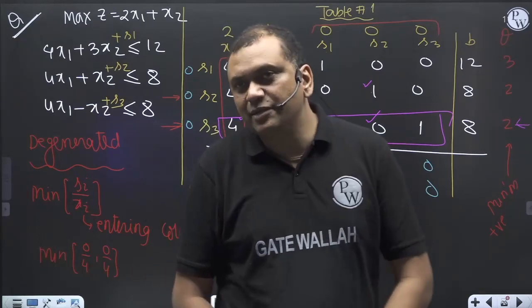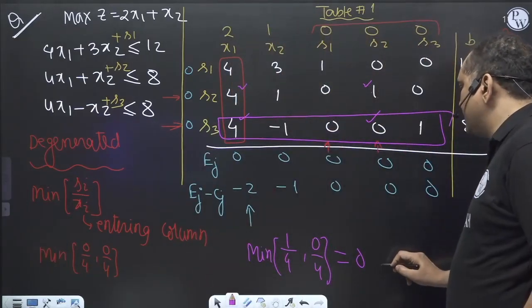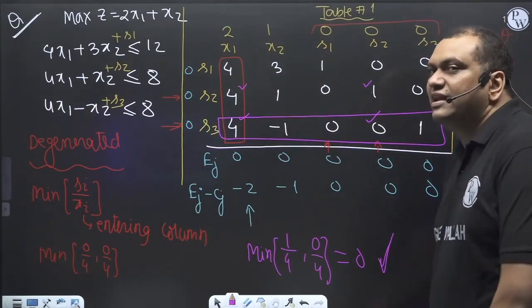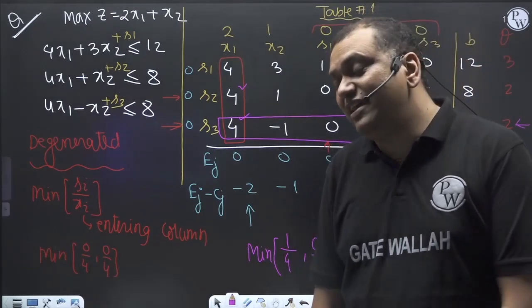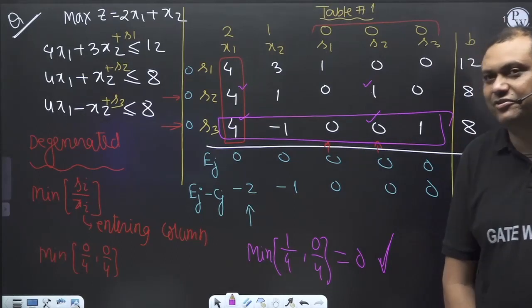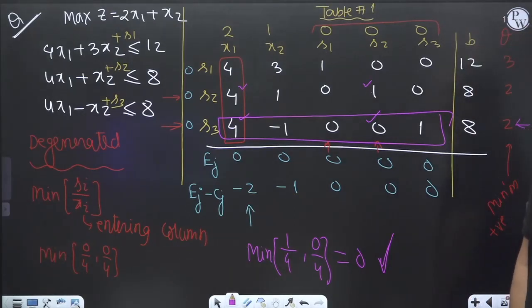In the degeneracy problem, this is the procedure to select the entering row. You have to be very, very careful. Simplex is very beautiful. How to select the entering column is easy, but how to select the entering row, we have to do some iterations.